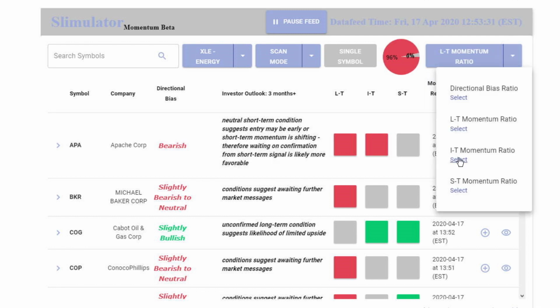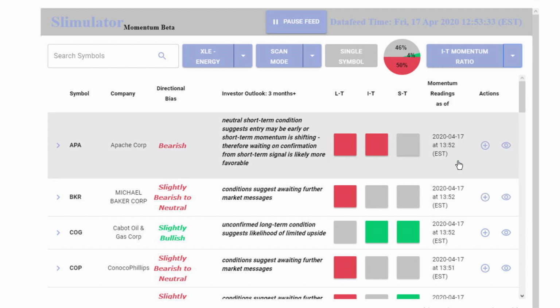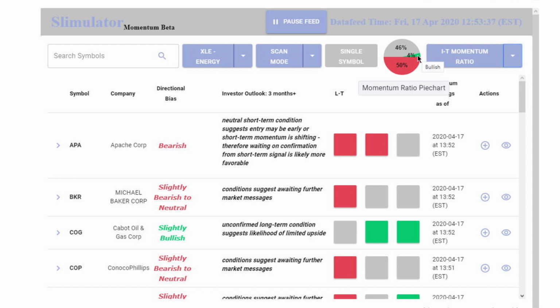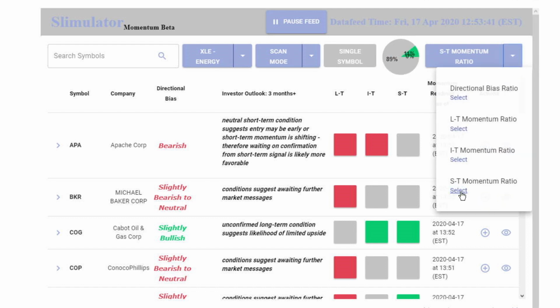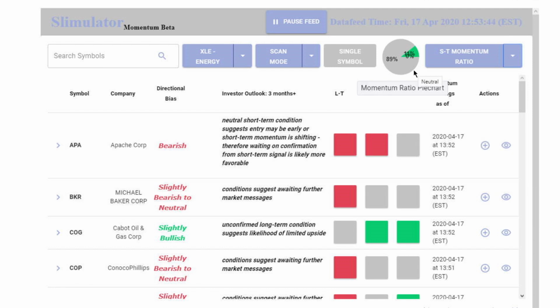What about your intermediate-term momentum? Well, that's kind of improved, right? You can see it's just like the directional bias, 50% and 4%. And if I go to the short-term momentum, you can see in here 89% neutral, 11% positive.